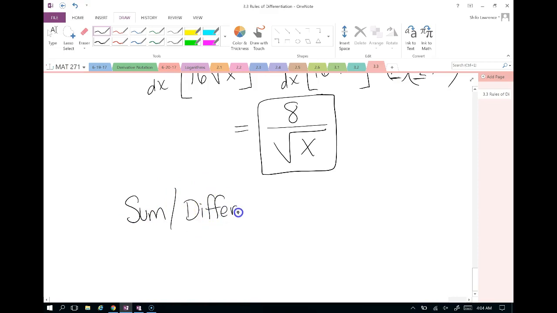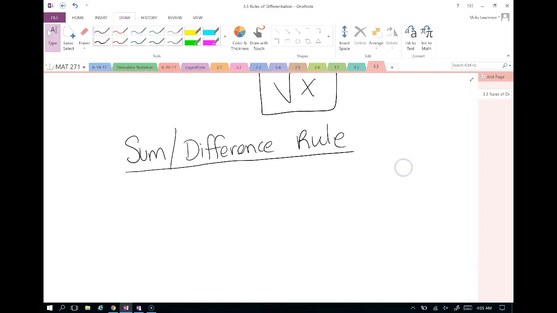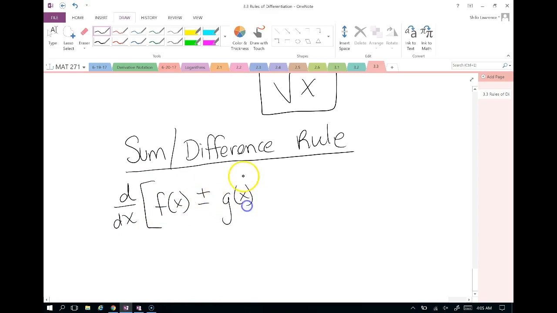Our next rule is called the sum and difference rule. This is going to allow us to take derivatives of functions that have multiple terms in them. The sum and difference rule says the derivative for f of x plus or minus g of x, if you've got multiple terms being added or subtracted, all you do is take the derivative of each piece or each term individually.